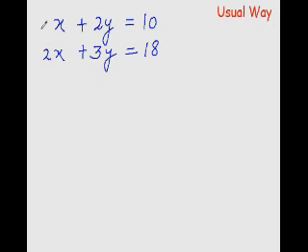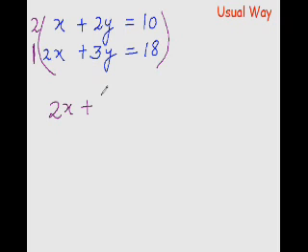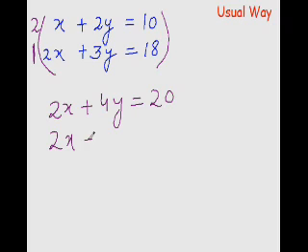Basically we cross multiply the coefficients. The coefficient of this x is 2, so I multiply this 2 here, and the coefficient of this x is 1, so I put 1 here. So let's put these equations here. So 2 times x is 2x, 2 times 2y is 4y, and 2 times 10 is 20. And multiply this equation with 1, so it would be 2x plus 3y equal to 18.